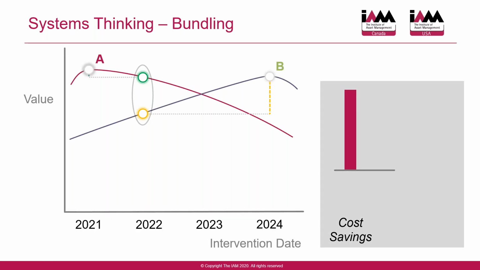But by doing the work in 2022, we're giving up value. We're giving up a little bit of value on asset A, we're giving up more value on asset B, but provided that loss in value is less than the cost savings by bundling them together, it makes sense to do that bundling. Now, I've demonstrated this with a very simple example with just 2 assets. In a system with thousands or even millions of assets, considering these bundling impacts requires some very sophisticated optimization algorithms.